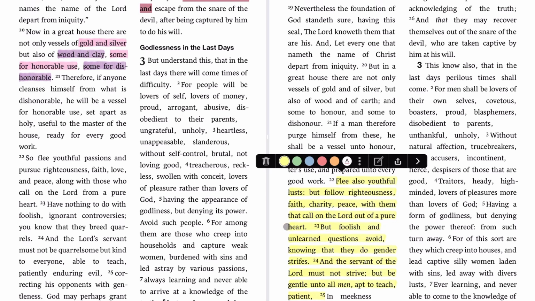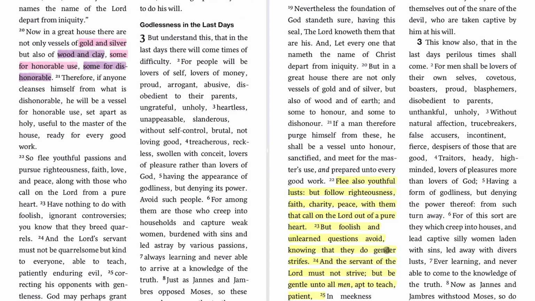As I read along, I see that foolish and unlearned questions are supposed to be avoided by the servant of the Lord, knowing that they do gender strifes. Well, that's not the way I would say it. Maybe engender, or more likely cause strifes. And I could see somebody who is really new to the King James getting really tripped up by this because they would think it means that they do gender strifes, like fights between men and women, but that's probably not going to be very many King James readers. I think most people will successfully get past that minor false friend.